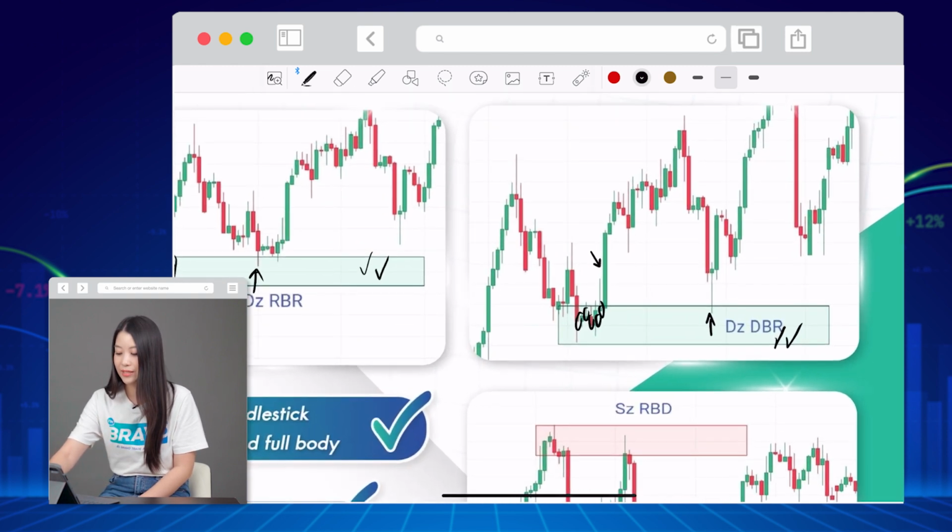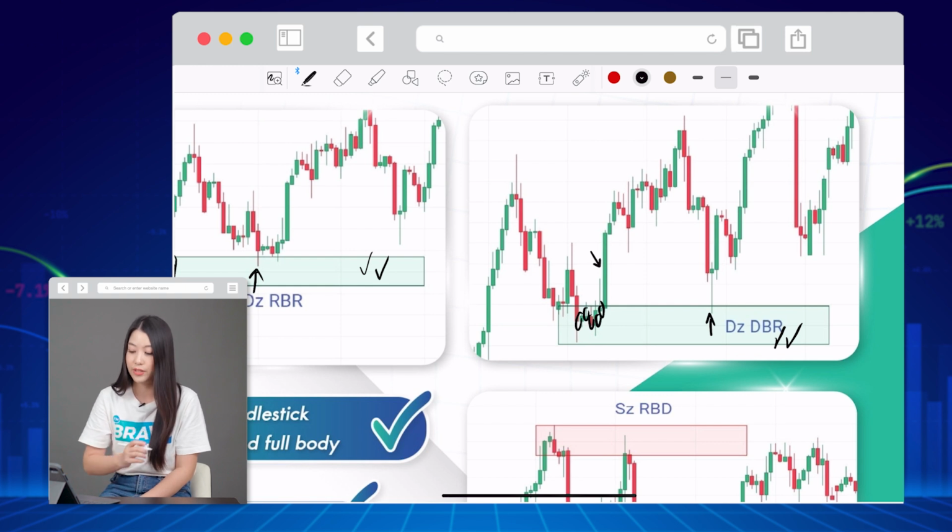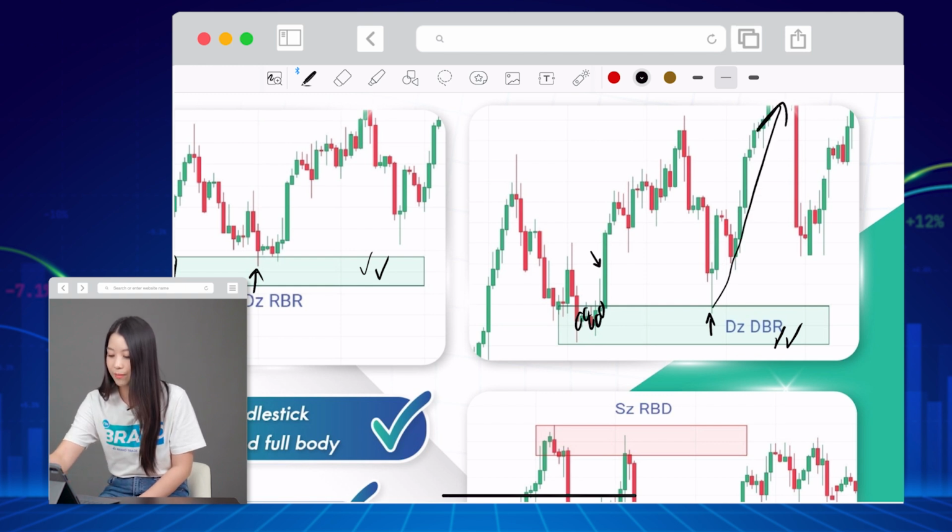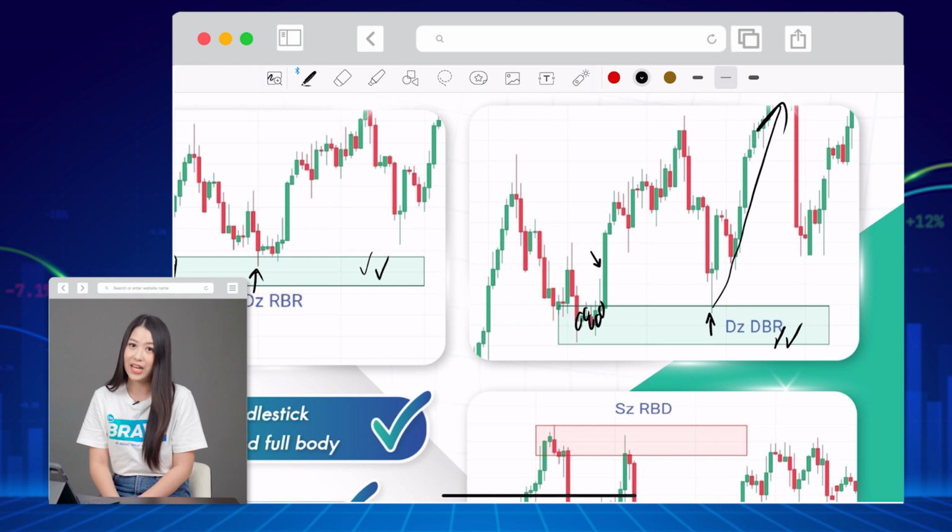And look at that, once you enter the trades at a very strong zone, it actually sent the price up to make an even higher high.